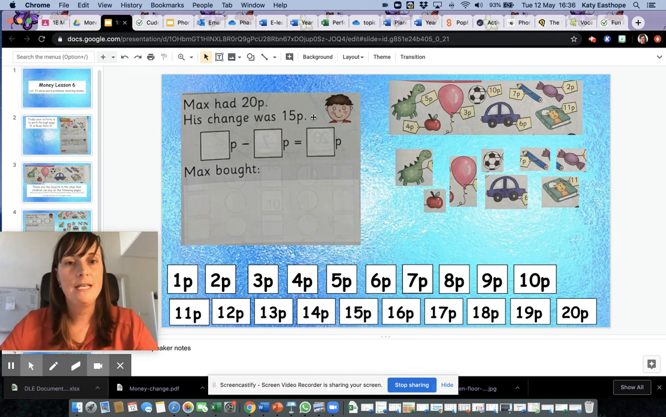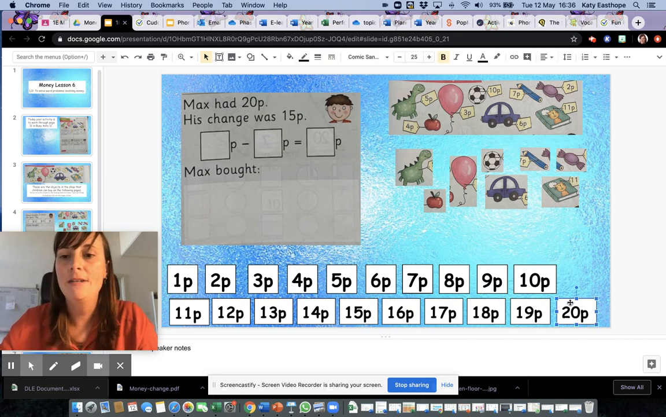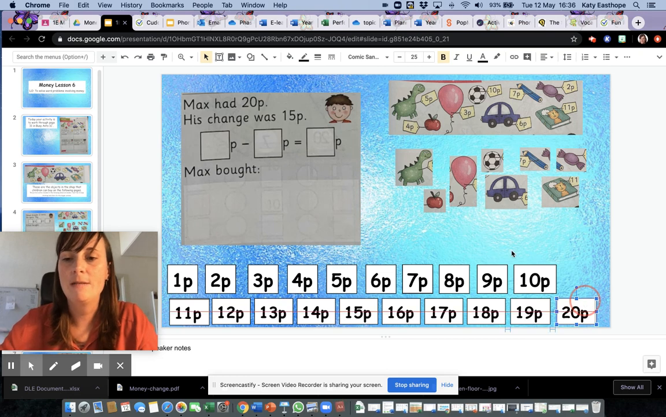Now what did he buy? So we need to know what we're starting with. He went into the shop and he spent 20.